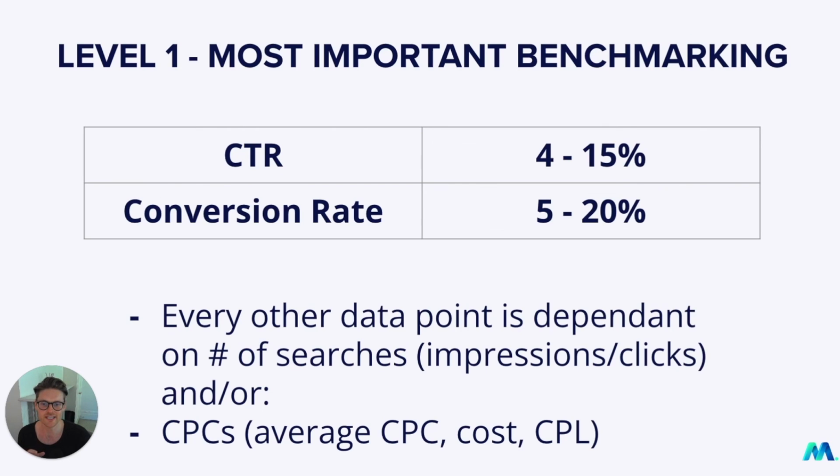So once again, going after the benchmarks after this rant, for CTR a good number is around 4 to 15%, and conversion rate 5 to 20%. But realistically, I usually aim for about 5 to 10%, and that's really good.